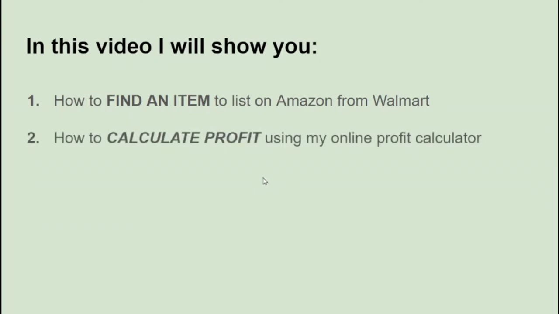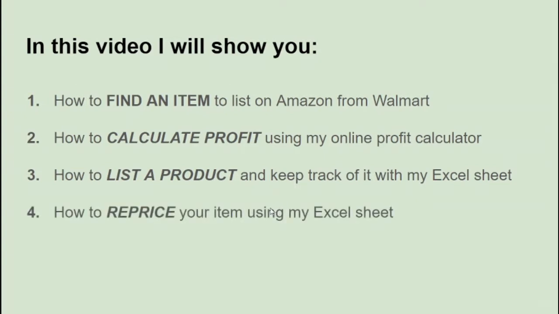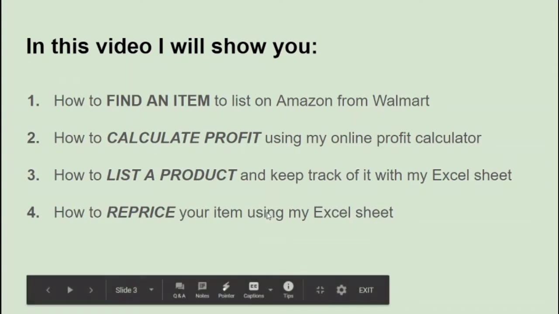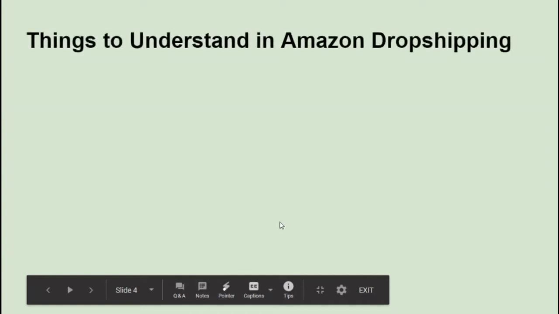Number two, how to calculate profit using my online profit calculator, which I created and integrated into my website. Number three, how to list the product and keep track of it with my Excel sheet. So I mean how to actually list the product on Amazon. Number four, how to reprice your item, how to go back and check and change the price using my same Excel sheet.